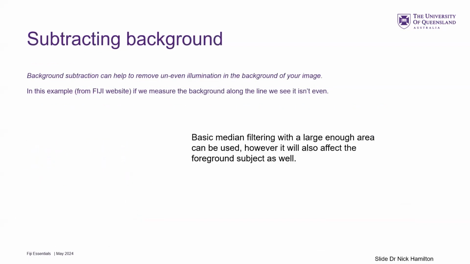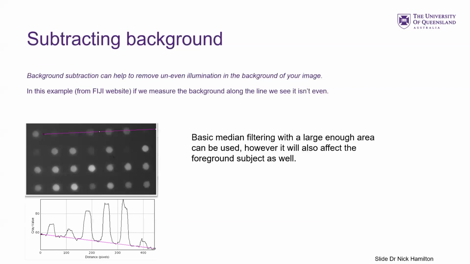The next thing is you might want to do a background subtraction. It can help remove uneven illumination. So there's this example image from the ImageJ toolkit. And I think it's a CFU type assay or something. So there's these dots. And if you draw a line and measure it, you can see that the background's lighter on this side as it goes to that side. And when we draw that line, you can see that the background's changing.